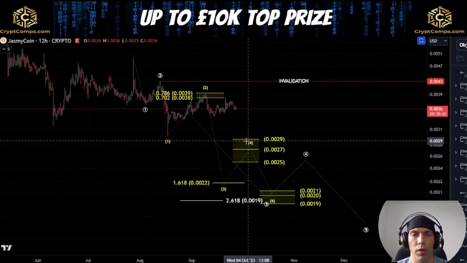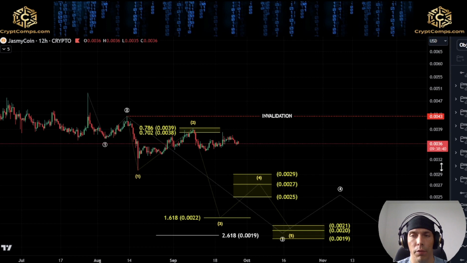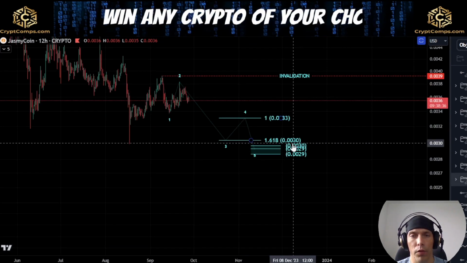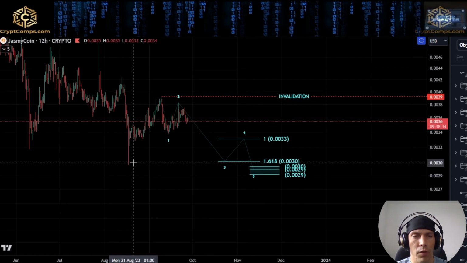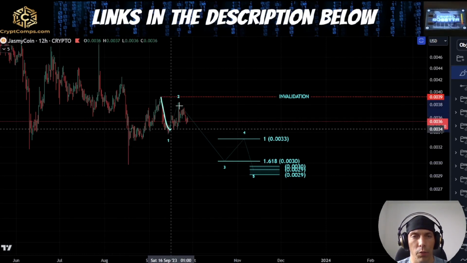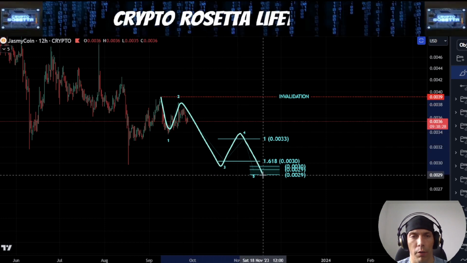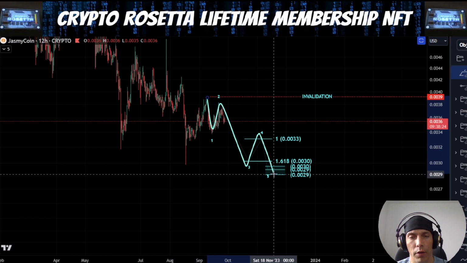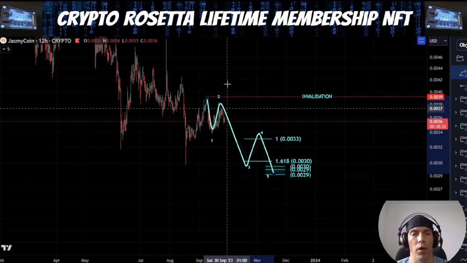But what we need to see here, if we're going to be looking for that 5-wave structure to the downside, would be a move down past this 0030. So that would be basically coming back down into this low. And then what we'd be looking for would be this being 1, 2, 3, 4 and 5 down into this point here.